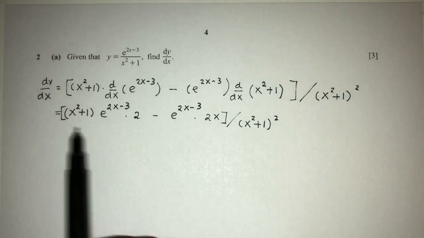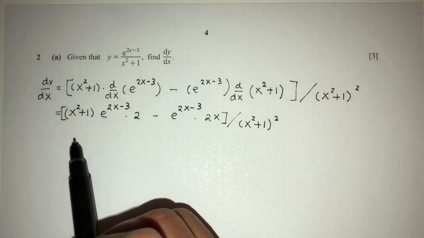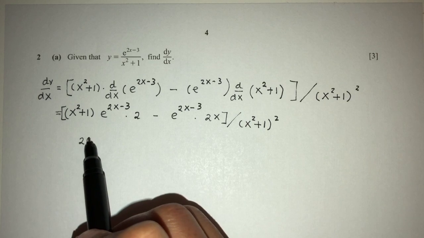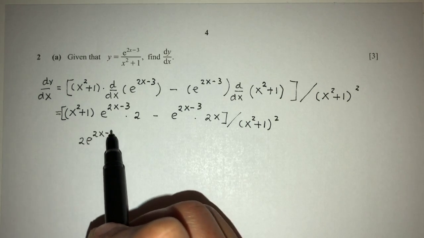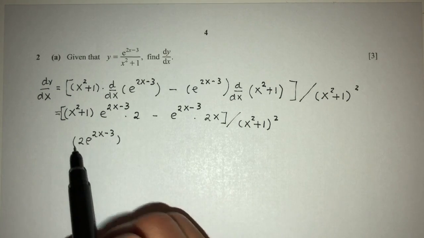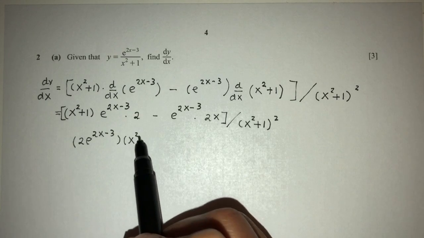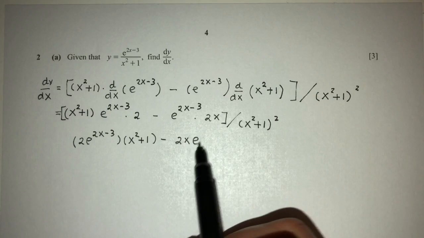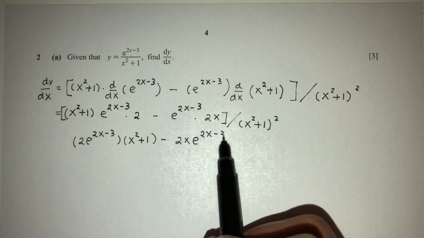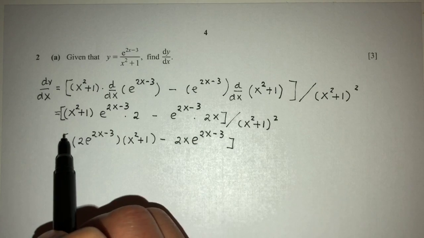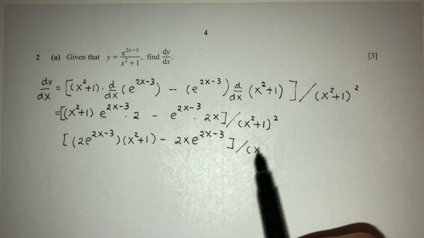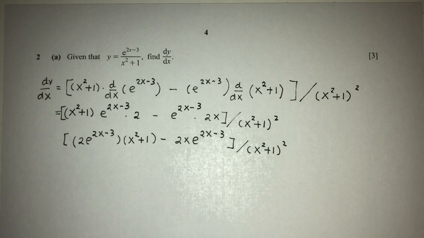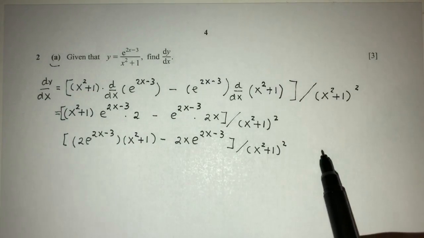Let's try to simplify this some more. You will have 2 exponential 2x minus 3 multiplied by x squared plus 1, minus 2x exponential 2x minus 3, then divided by x squared plus 1 squared. That is part A of the question, dy by dx.